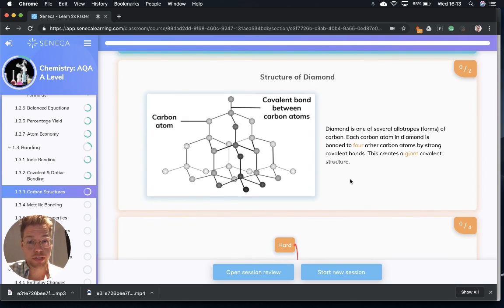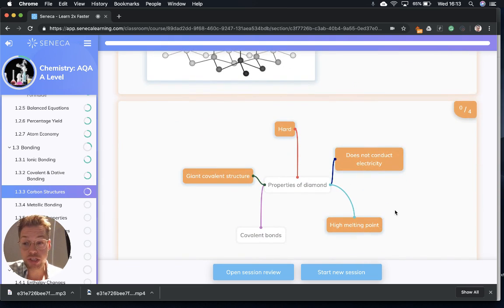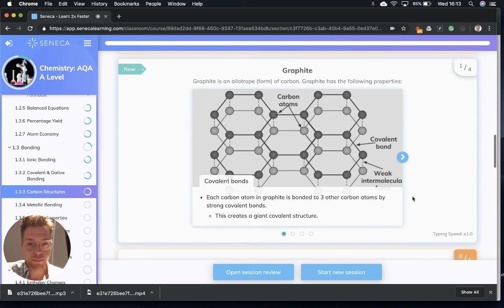Okay, so to recap the structure of diamond, a diamond is an allotrope, which is just a form of carbon. Each carbon atom in diamond is bonded to 4 other carbon atoms by strong covalent bonds. And this creates a giant covalent structure.